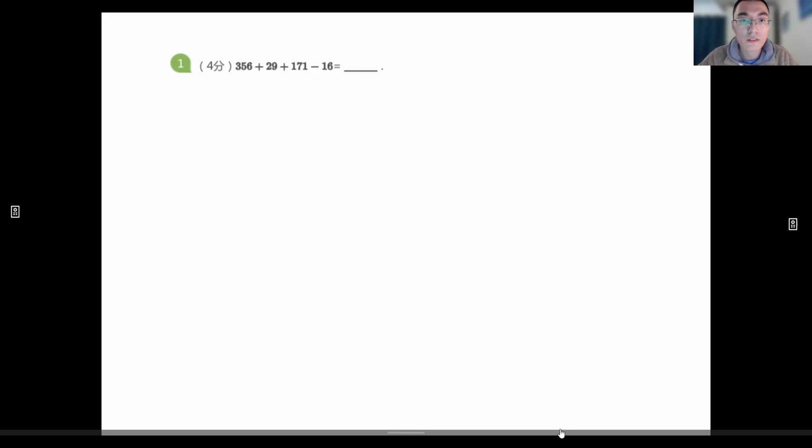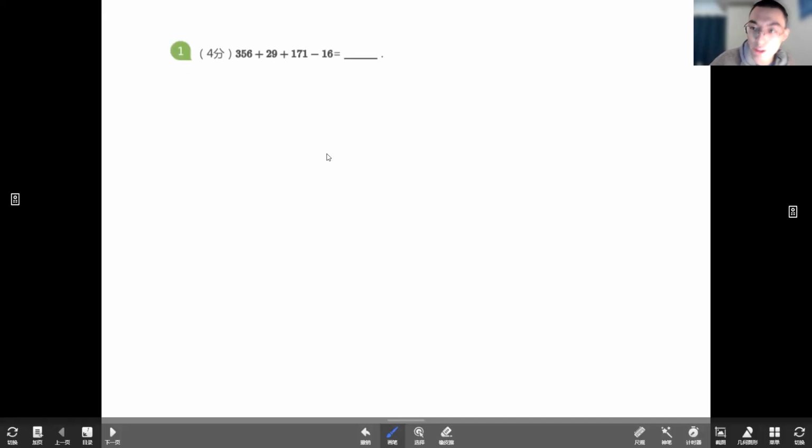Let's start with the first question with the TMCC paper. So we have 356 plus 29 plus 171 minus 16. This requires us to use some technique to calculate it faster. So we can do 29 plus 171 first, and then 356 take away 16.